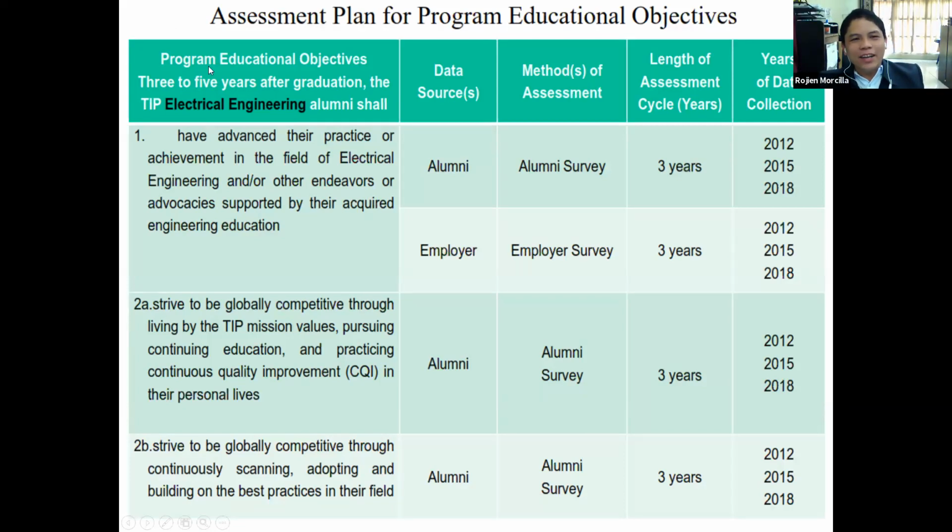For example, they have their program educational objective, the 3 to 5 years after graduation. TIP electrical engineers alumni should have the following. So number 1 is advance in practice, number 2, and so on.